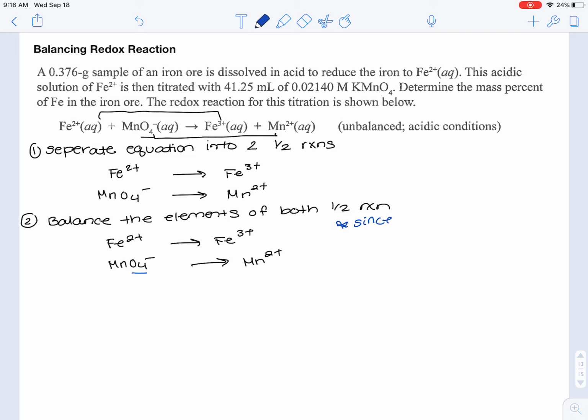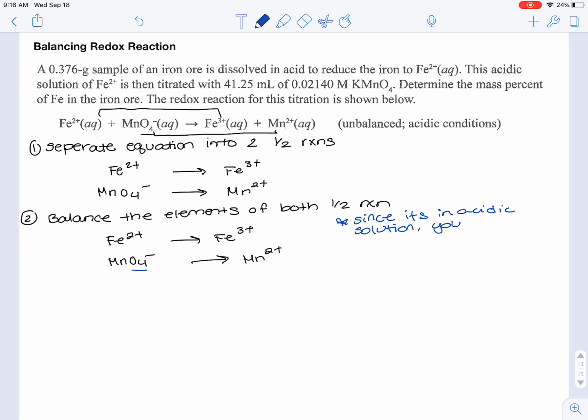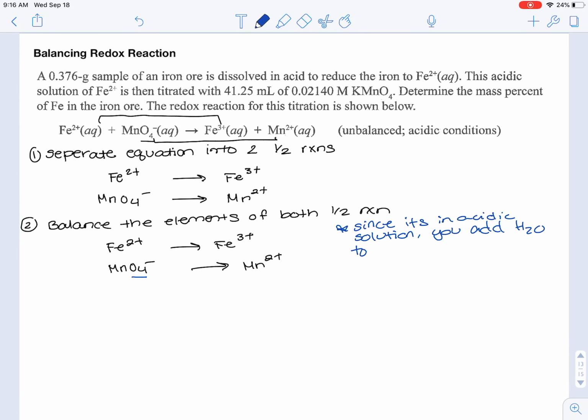However, there's 4 oxygens on the left side and no oxygens on the right. Since this is an acidic solution, you add water to balance out the oxygens. So, since I have 4 oxygens, I'm going to add 4 waters.